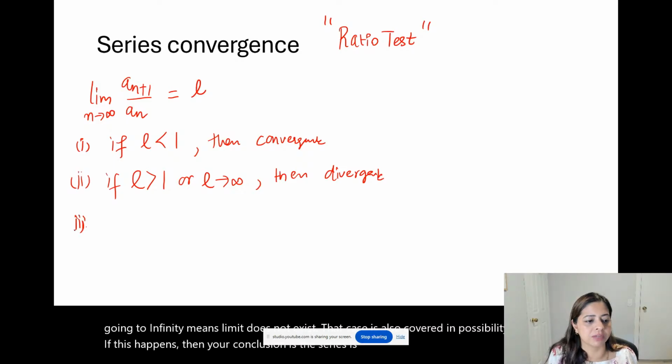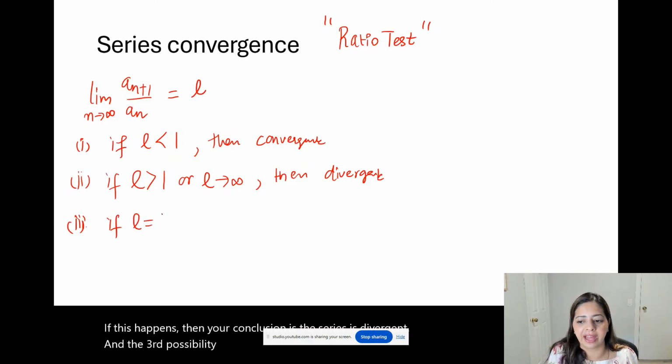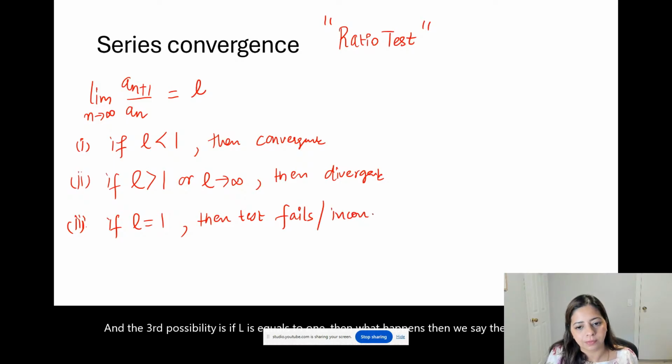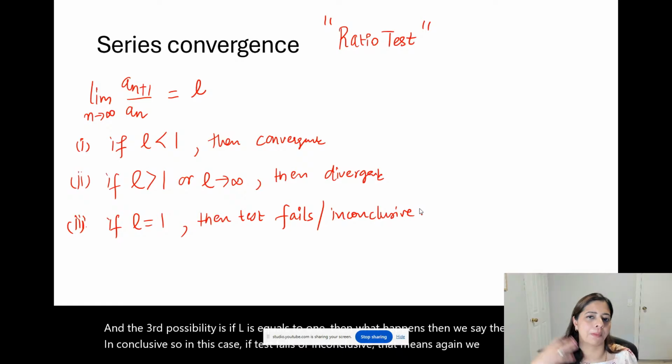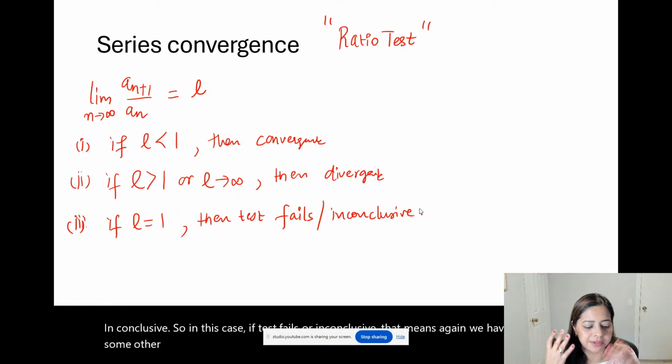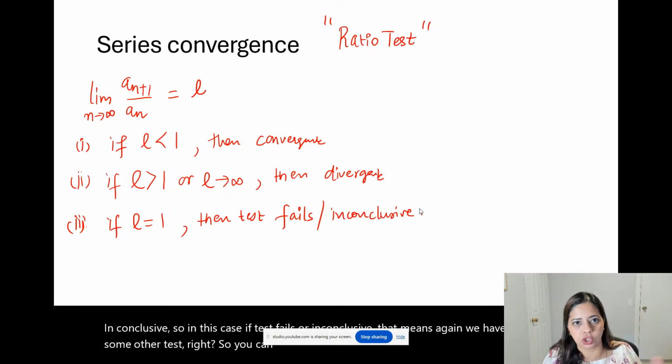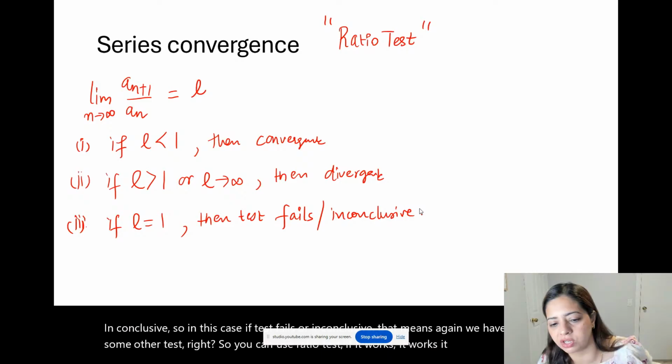And the third possibility is if L is equal to 1, then what happens? Then we say the test fails or is inconclusive. So in this case, if the test fails or is inconclusive, that means again we have to rely on some other test, right? So you can use ratio test. If it works, it works. If it doesn't work, think about some other test.